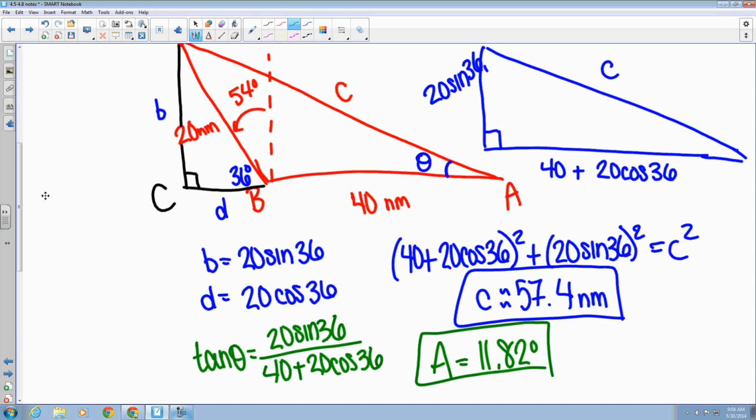All right, and that is my last section in chapter 4 on applications of right triangles.